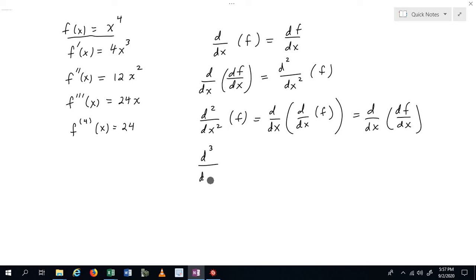The third derivative operator would look like this. And of course, it means you're going to take the derivative of this function 3 times in succession. Okay, so we have two notations for higher order derivatives. We have Leibniz's notation and we have our prime notation.